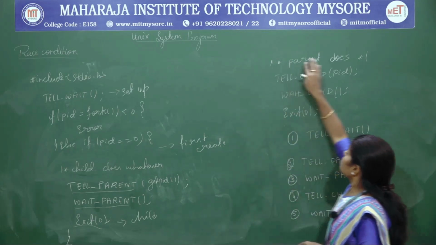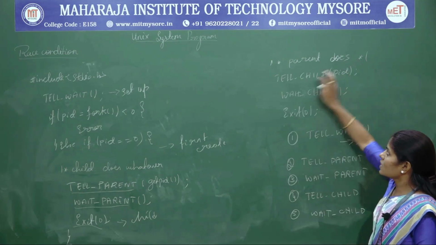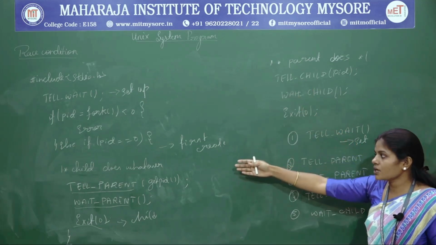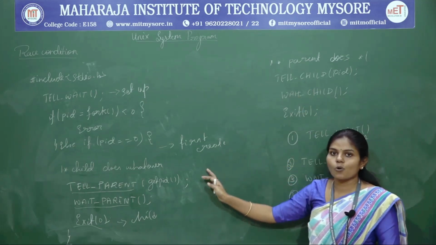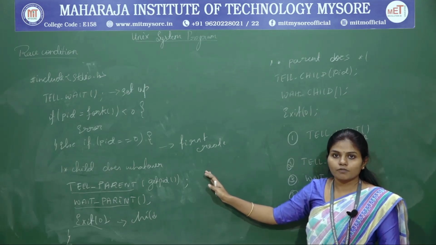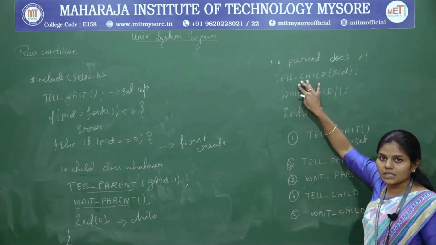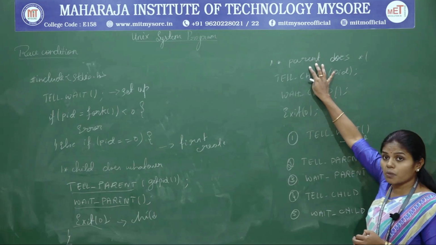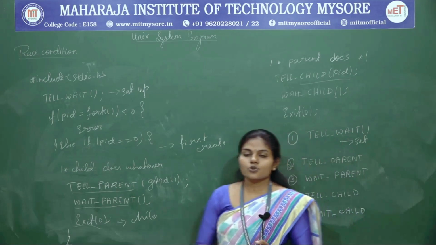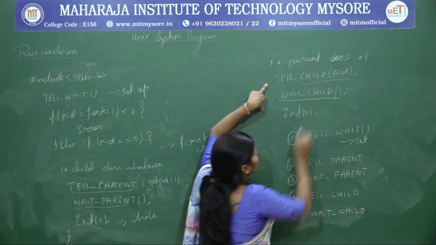So for that, the parent is going to do some work. After performing some work, it is going to inform the child, or the remaining children. It is not compulsory that we have only one child. The parent may create a larger number of children, right? So in that case, the parent is going to tell the child that I finished my work, I am going to terminate. That is TELL_CHILD. So after TELL_CHILD, it is going to wait for the child.